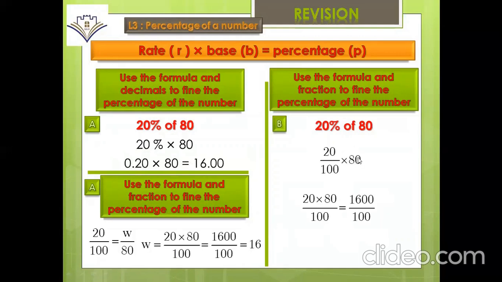Because 80 means 80 divided by 1. The denominator of 80 is 1. Then 20 multiply 80, and 100 multiply 1 equals 100. Then 1600 divided by 100 equals 16 divided by 1, because both of them are divisible by 100. 16 divided by 1 equals 16.